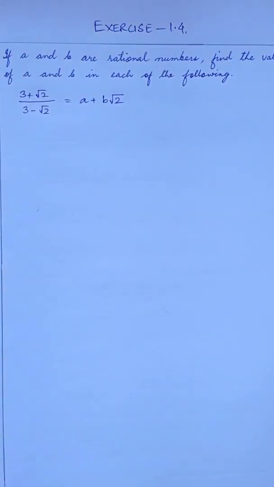In our last video we had learned about surds and its rationalization. In this video we shall continue with the same topic and solve a few more problems on this chapter. So here is our first question. If a and b are rational numbers, find the values of a and b in each of the following. This is question number 13 which I'm going to solve now.